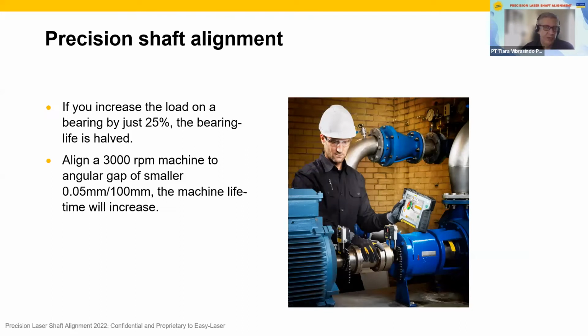Align the 300 RPM machine to an angular gap of smaller than 0.05 millimeter per 100 millimeter. That is the diameter of the coupling flange. The machine life will be increased. That is out of question.